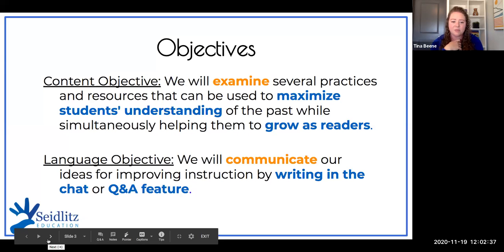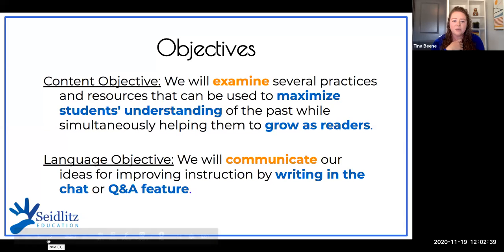So, in our short time together today, we specifically want to talk about some practices and resources that can be used to maximize students' understanding while we're also trying to grow as readers, because we don't want to work in isolation in either social studies or in literacy.